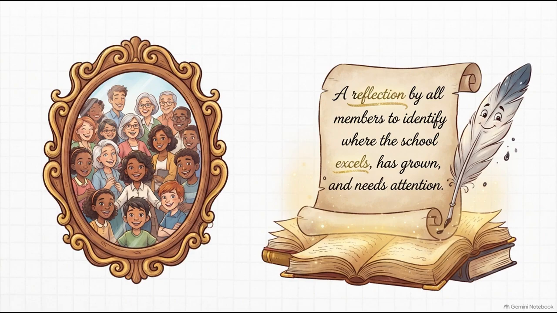The IB documentation stresses that this self-assessment shouldn't just be a bureaucratic checklist for the leadership team. It is meant to be a profound, communal reflection involving all community members. Your task here is to identify exactly where the school currently excels, where it has actually shown growth over the review period, and honestly, what needs some extra attention. You're basically verifying that the fundamental requirements for each practice are firmly in place before you determine how deeply they are embedded into the daily life of your school.